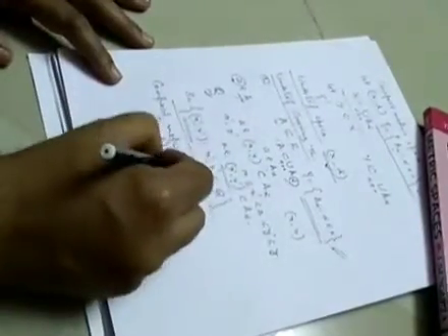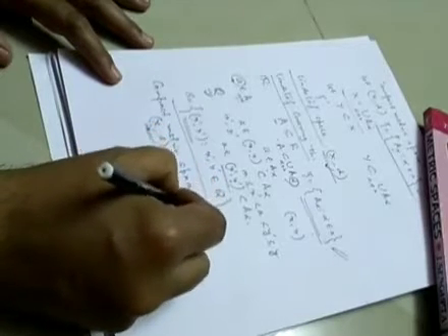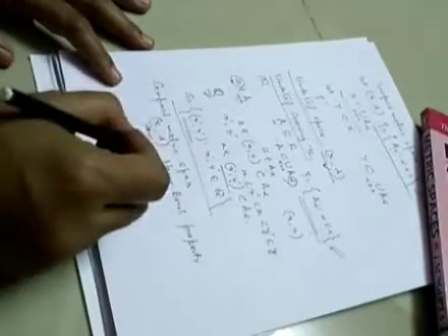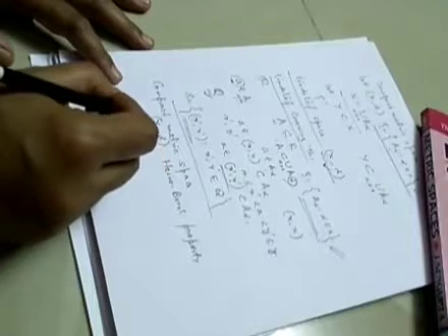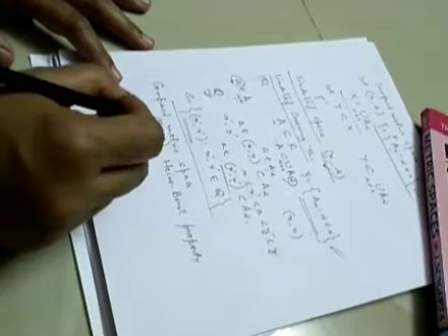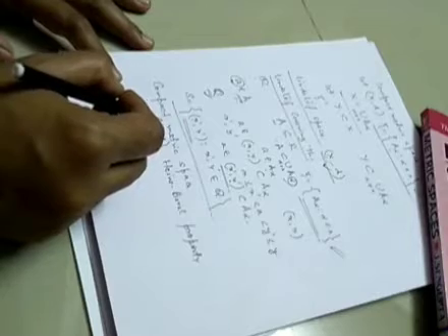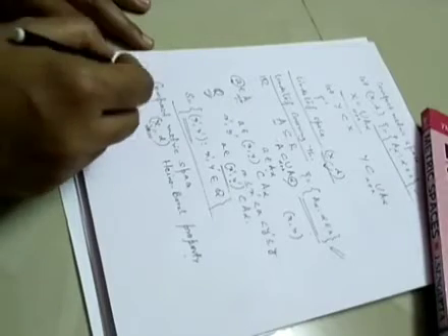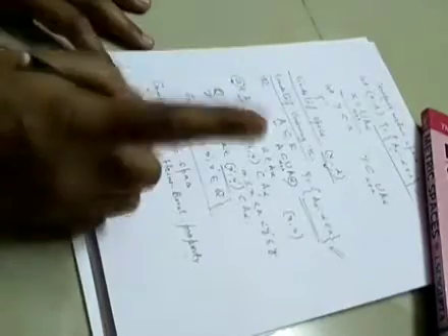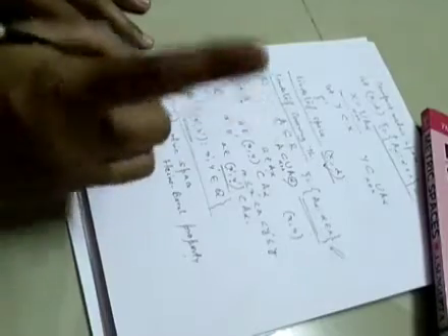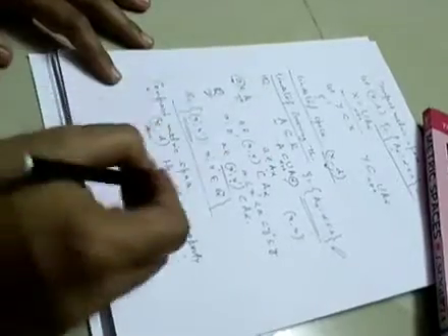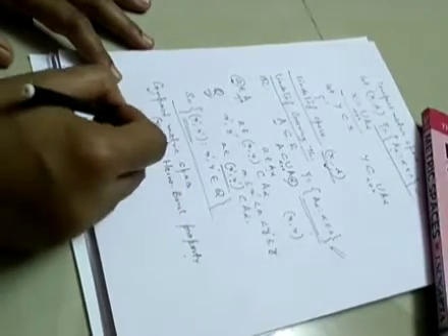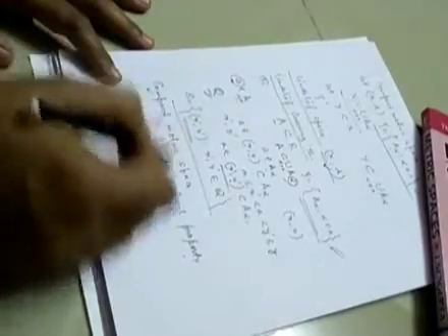And the Heine-Borel property: a metric space (X, d) is said to satisfy the Heine-Borel property if every open cover of X has a finite subcover. This indicates that the Heine-Borel property and compact metric space are synonymous, because a metric space is called compact if every open cover of X has a finite subcover. Similarly, a metric space satisfies the Heine-Borel property means every open cover of X has a finite subcover. So both are equivalent, both are synonymous.